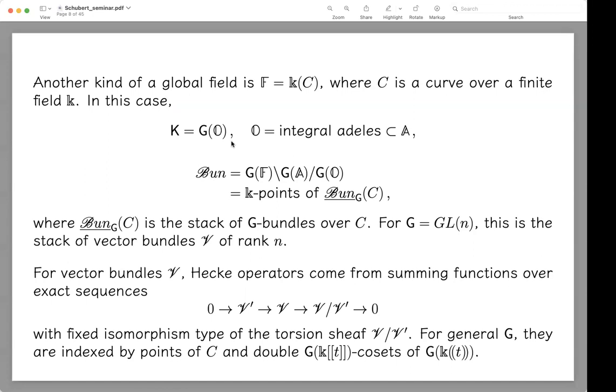And so if I have vector bundles, then similarly, just like with those lattices, if I have a function on vector bundles, I can sum over sub-bundles such that the isomorphism type of the torsion sheaf V mod V' is fixed. And so this gives me a whole bunch of invariant finite difference operators, and they're parameterized first of all by points of my curve, by closed points of the curve, and also, for a general group G, by some double cosets. For GL_n, that has a maybe more concrete description. But so those are the things that I'd like to study.